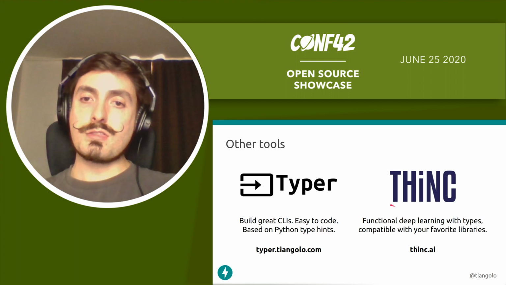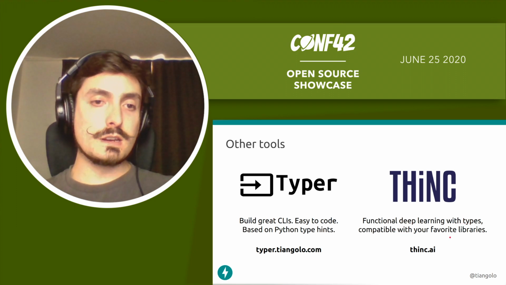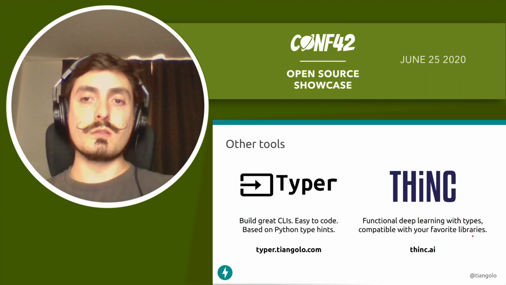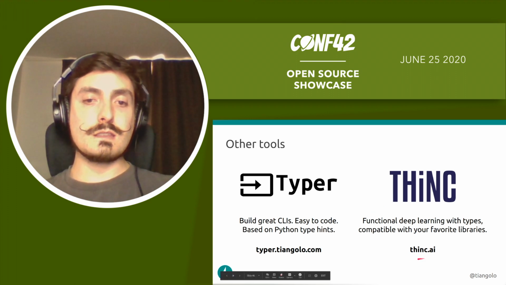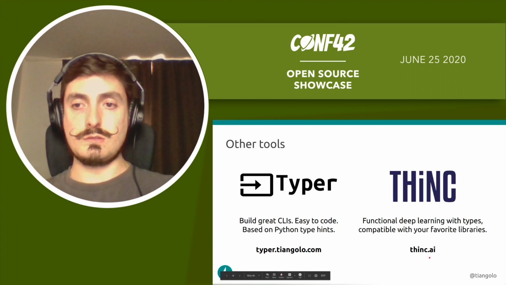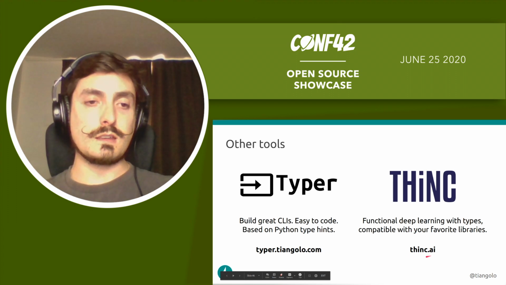Thinc is the functional deep learning framework with Python type annotations that is compatible with your favorite libraries like TensorFlow or PyTorch. This is built by Explosion, the company I work for. And if you like these Python type annotations and you are into deep learning, you might want to check Thinc as well.